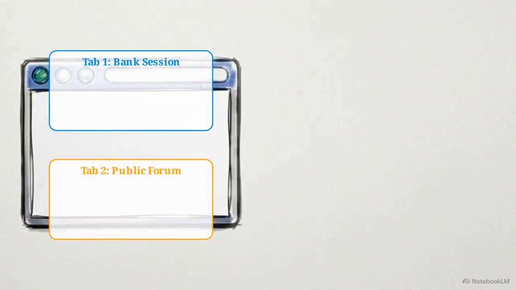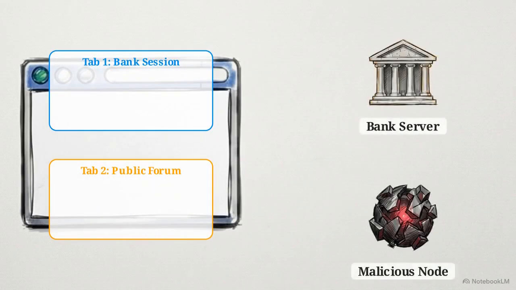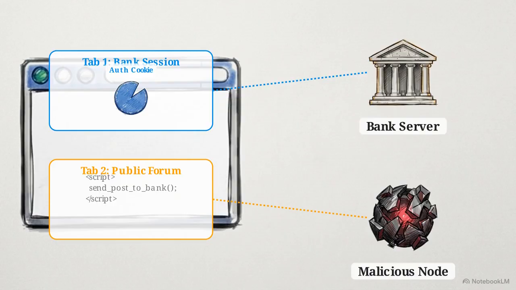For the rest of your visit, every request your browser sends to that bank includes that cookie to verify your identity. The vulnerability arises because of how the browser handles multiple domains simultaneously. While your banking session is active in one tab, you might navigate to a second, unrelated domain, like a public forum. If that forum is malicious, a hidden script can trigger a POST request targeting your bank's transfer endpoint, without any visible interaction on your part.